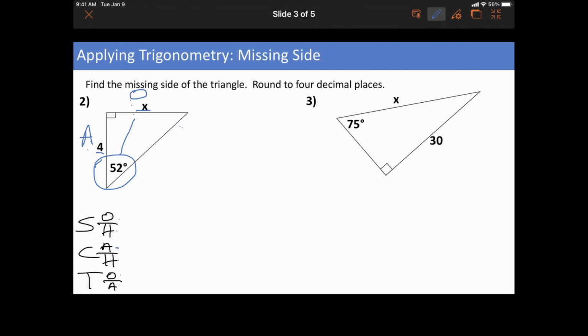OA, right. So it's TOA, which is tangent. So tangent of your angle equals, so this time the O comes first, so that's the x. And then the adjacent, which is 4, goes on the bottom. So this ratio determines how I write my equation.